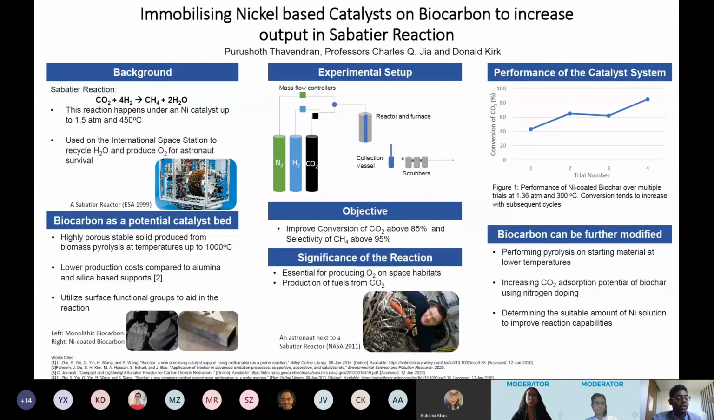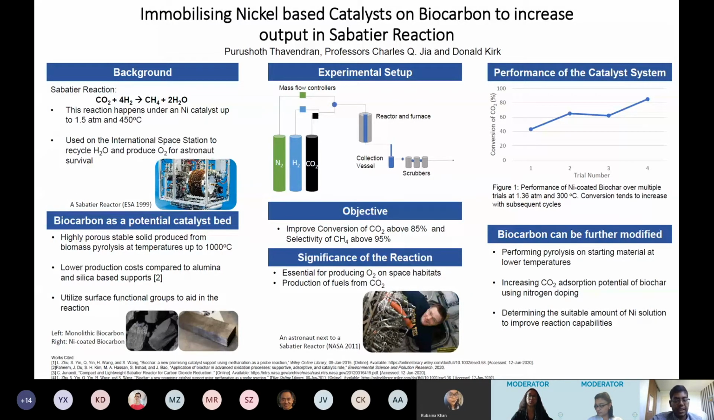Compared to current supports such as alumina or silica-based ones, biocarbon is derived from biomass, and the associated energy costs are generally just to heat it up to 1000 degrees Celsius, making it potentially much lower in production costs for this catalyst. As well, biocarbon also contains a number of surface functional groups, and these functional groups can also be modified through the various pyrolysis temperatures.